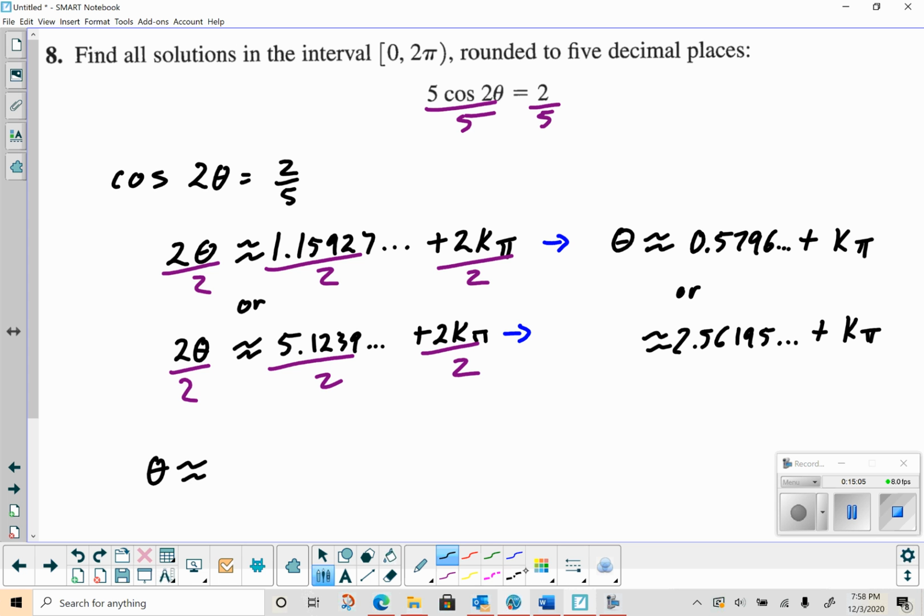So for the first one here, we're going to have k set equal to 0. And then we're going to have k set equal to 1. And then we're going to stop because, having the interval here from 0 to 2 pi, substituting 2 in place of k is going to give us values that are too big. Okay?